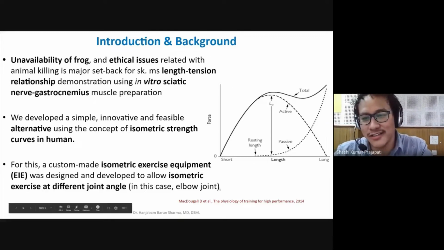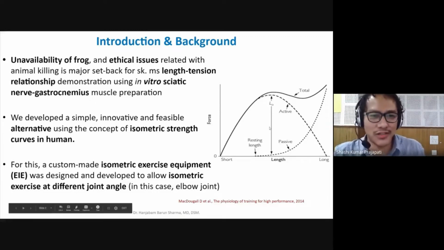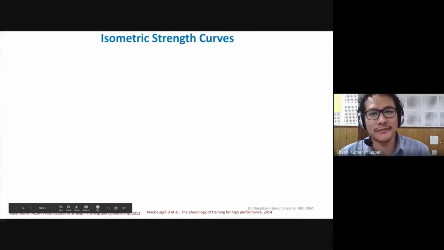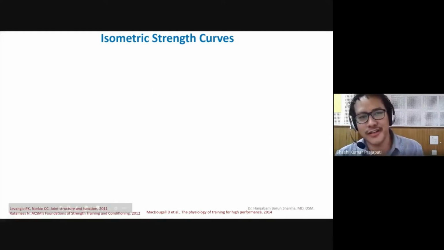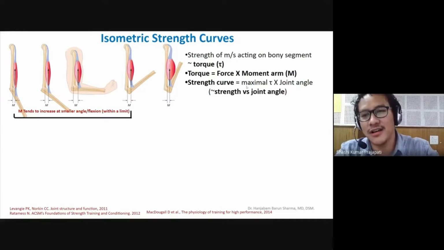This is the length tension relationship graph which we already know, where the total tension, active tension and passive tension are all there. But unfortunately, in our alternative, these different components may not be able to be differentiated. So, what is the isometric strength curve? The isometric strength curve is a graph between the strength and the joint angle.